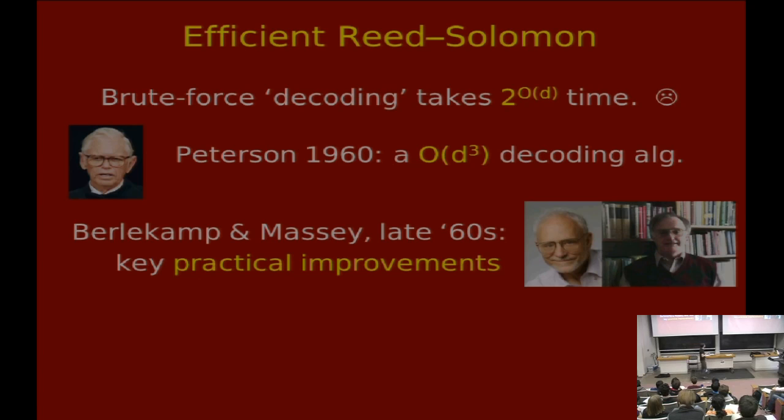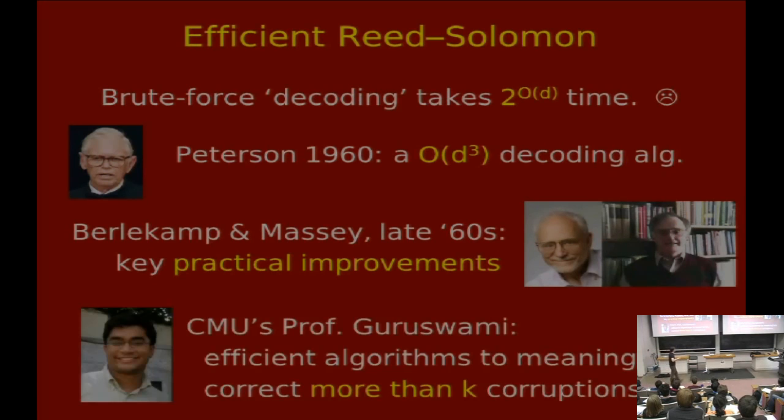Then Berlekamp and Massey are famous because they gave very practical versions of this algorithm. They actually made this whole Reed-Solomon encoding and transmission process, the decoding especially, practical. And actually, CMU's Professor Guruswami, who sometimes teaches 251, has also worked a lot on this question. He in fact has efficient algorithms that can correct more than k corrupted symbols, although you have to say exactly what that means. But he's done some very famous work on this topic.